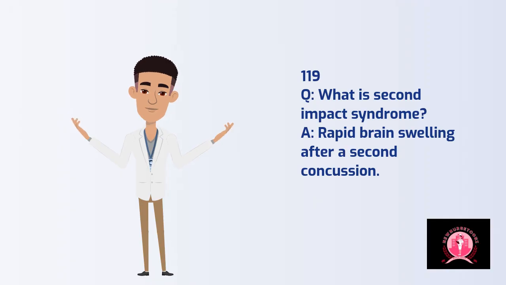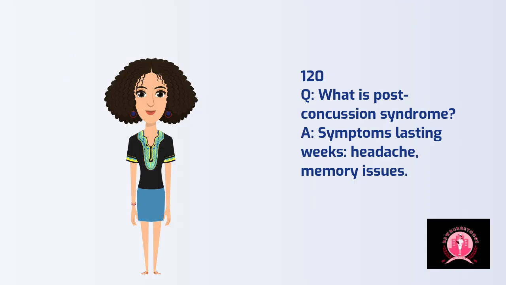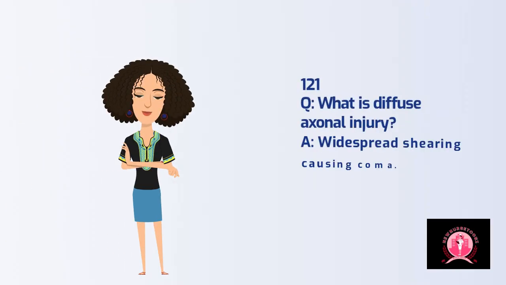119Q. What is second impact syndrome? A. Rapid brain swelling after a second concussion. 120Q. What is post-concussion syndrome? A. Symptoms lasting weeks, headache, memory issues. 121Q. What is diffuse axonal injury? A. Widespread shearing causing coma.